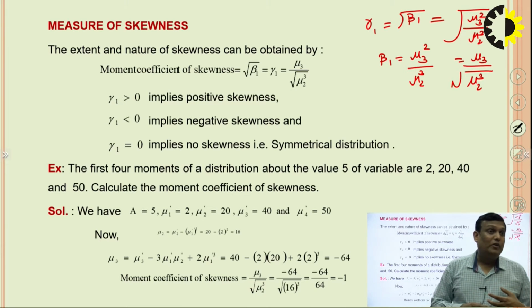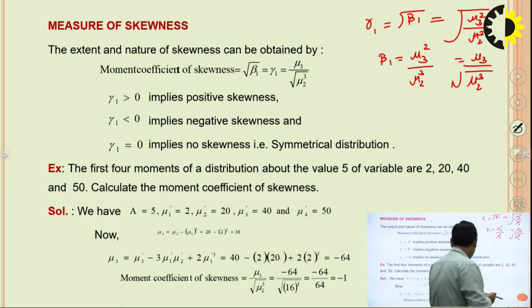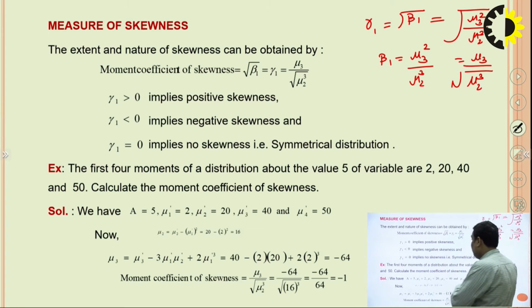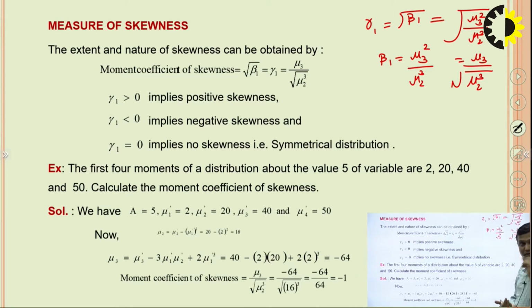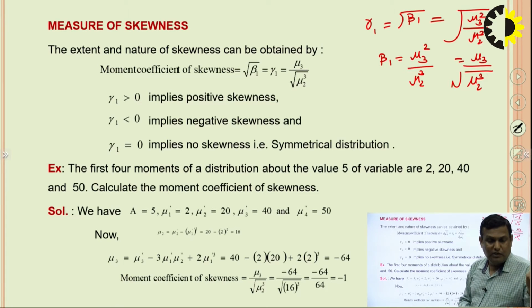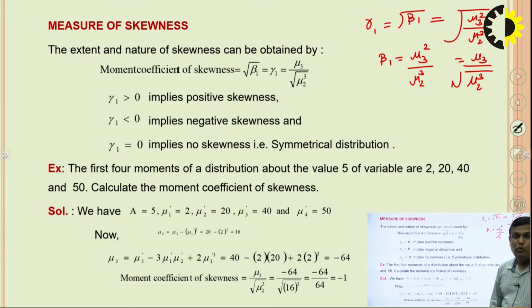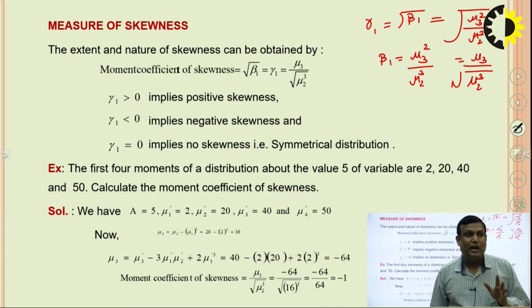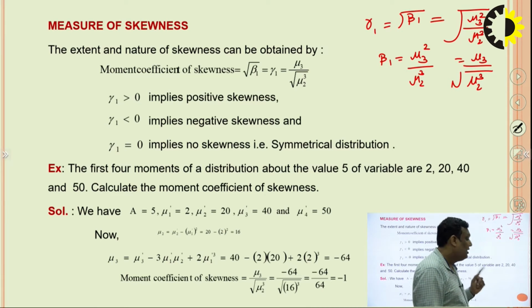That's why we have to take an example. Just check out the example. The first four moments of a distribution about the value 5 of the variable are 2, 20, 40 and 50. Calculate the moment coefficient of skewness.